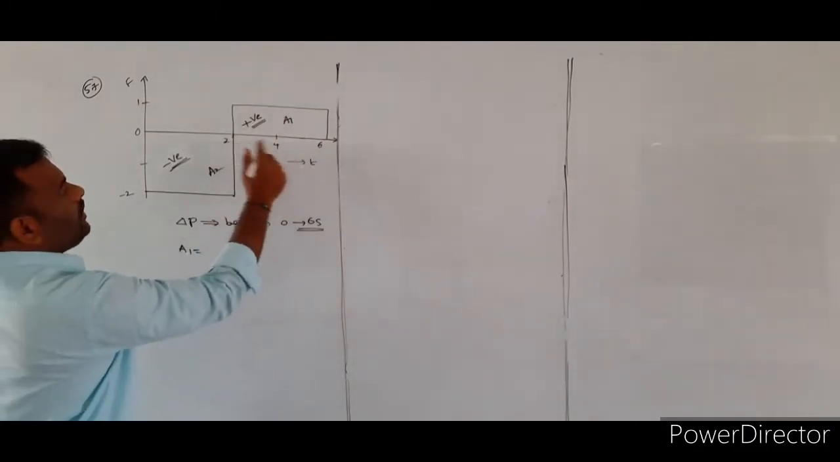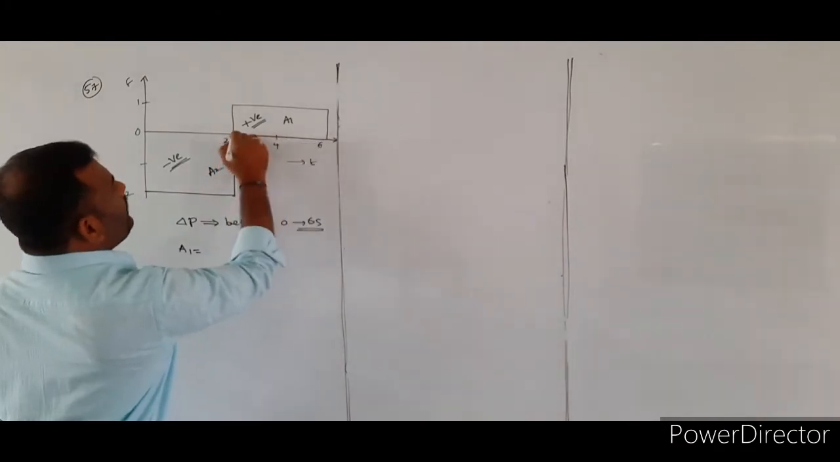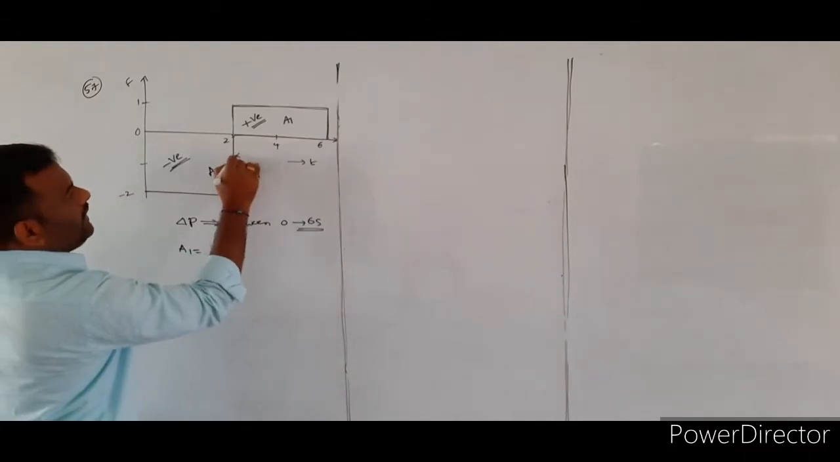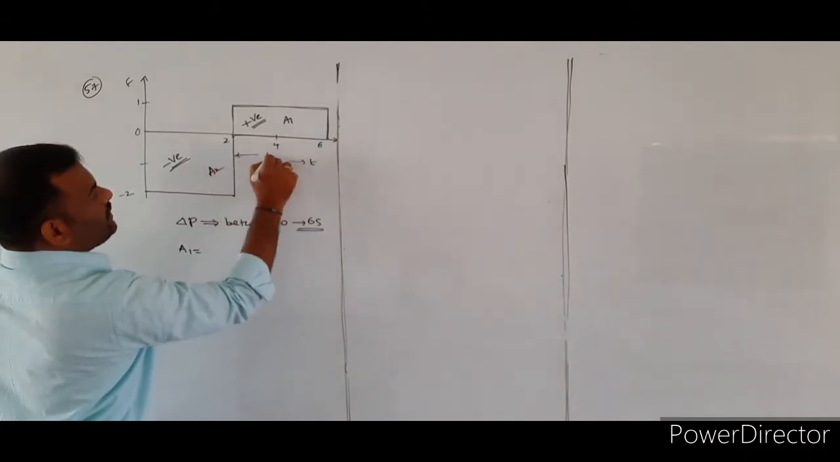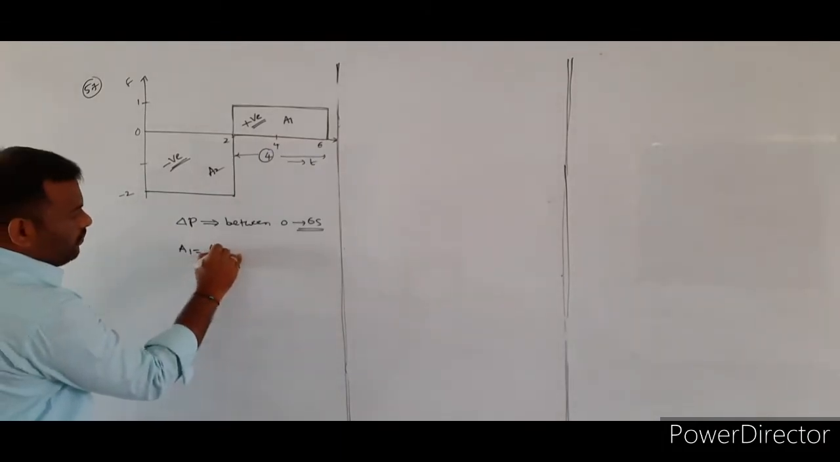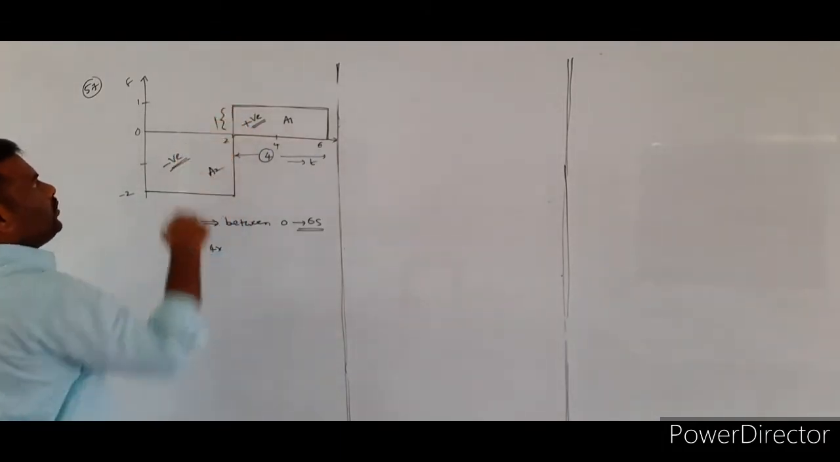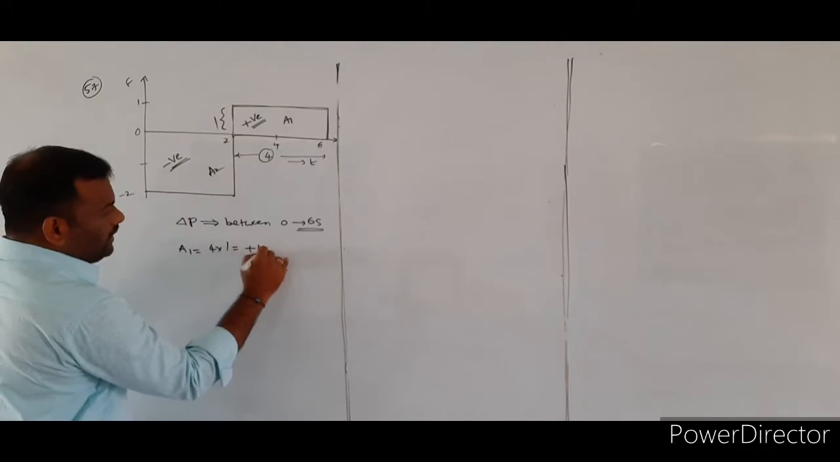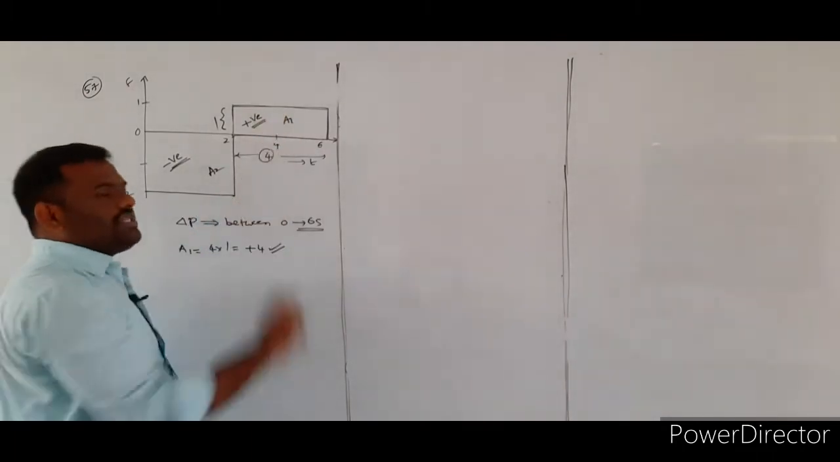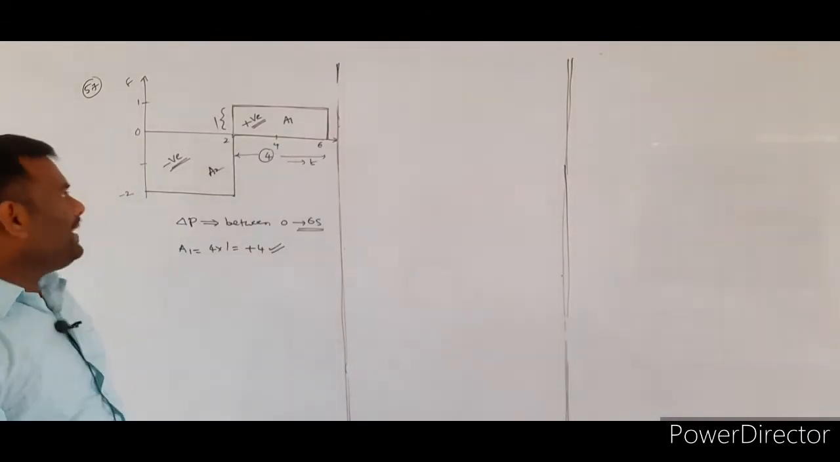So area is equal to length into breadth, it is in the form of a rectangle. What is the length value here? 2 to 6, so the value is equal to 4. So 4 into, what is the width value? 1. So 4 into 1, this area value is equal to plus 4. So the area present above the x-axis is equal to plus 4.